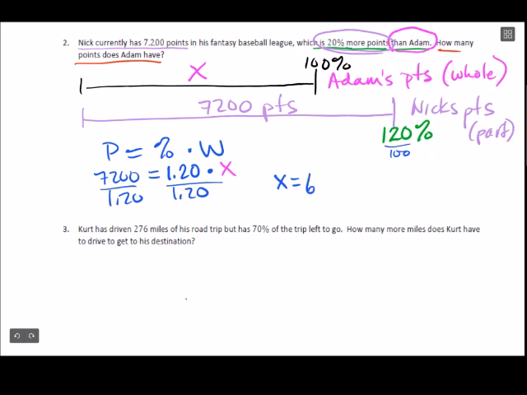equals 6,000 points. And that's how many points Adam has.